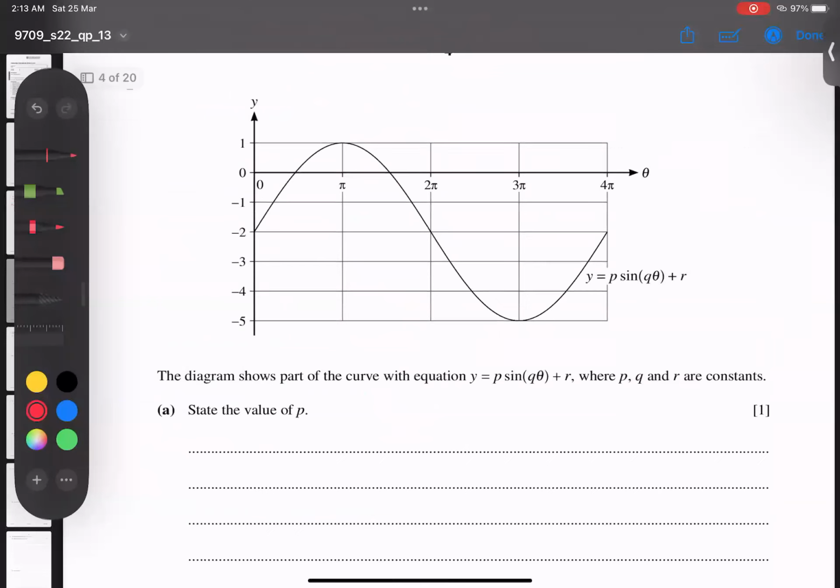Question number 2. He's saying here, the diagram shows a curve, and we are given this curve equation, a sine curve. And he's saying here, state the value of P. What is the P? Before I start, I just tell you one thing.